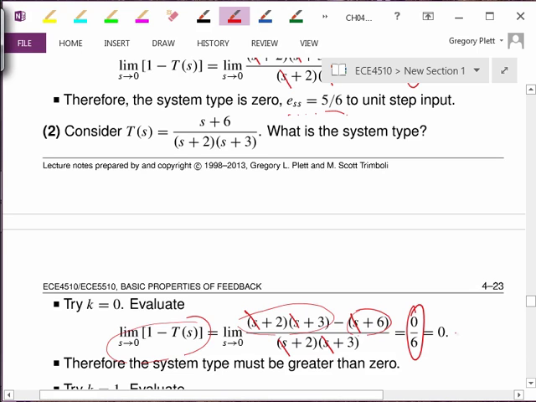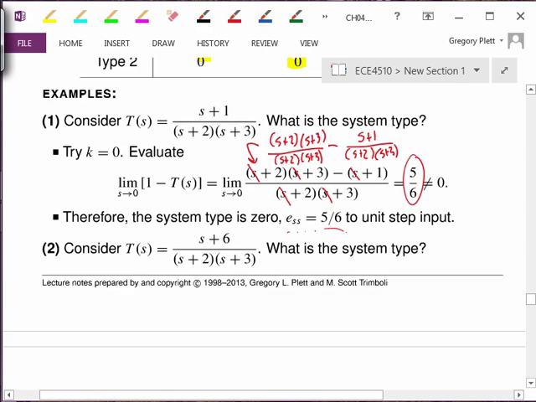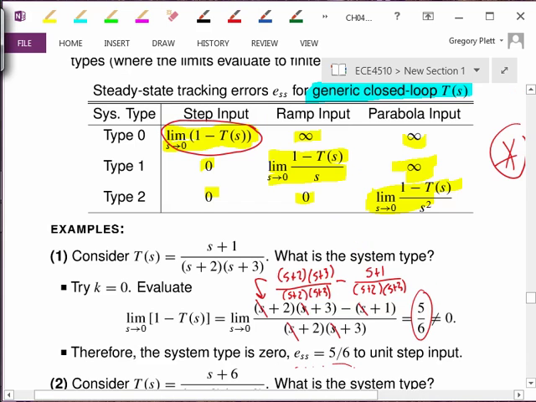Oh, okay. So I tried that equation for k equals 0. I go back to here and I say, well, I didn't get a finite number there. I got, in fact, 0. So I've either got a type 1 or a type 2 or higher system. So I have to keep on going. Try k equals 1.